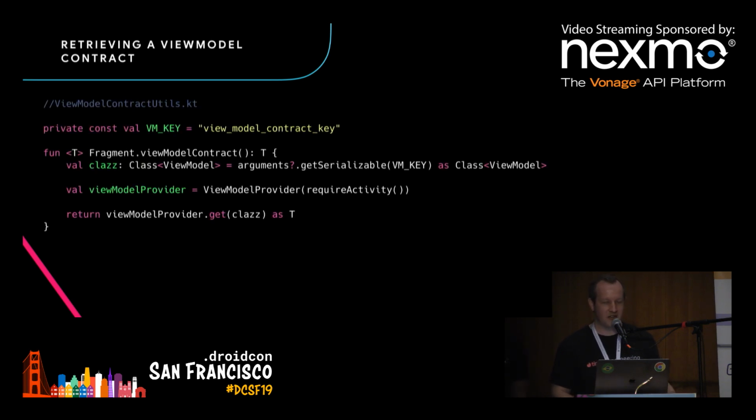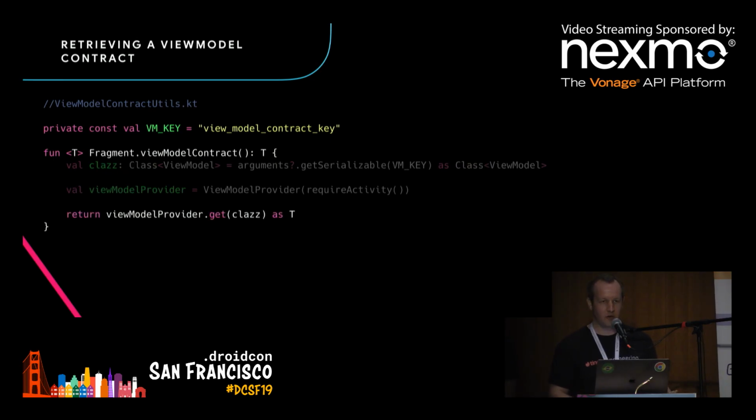So what is the magic in the extension function? This is essentially a simplified version of what Marcus spoke of, which is we get the key from the class from the fragment's arguments. Then we're going to grab the view model provider from the enclosing activity, or this could be expanded hypothetically to look at parent fragments and stuff too.